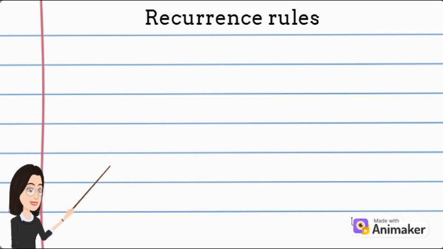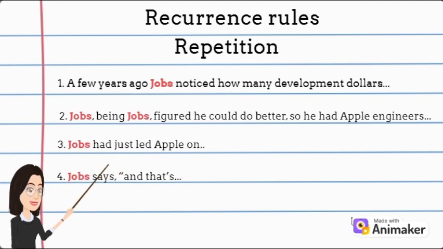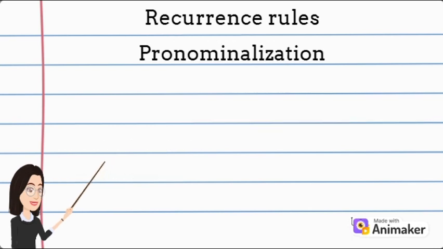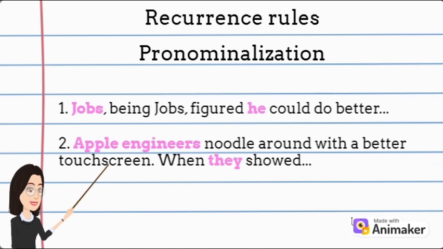Recurrence rules is the presence of elements that give coherence and cohesion to the text. First, we have the presence of repetition, which is the reappearance of an element in different places of the text. We can see this with the appearance of Jobs throughout the text. Then we have the anaphoric procedure of pronominalization, which is the use of a pronoun to refer to an antecedent. We can see this with Jobs being replaced by he and Apple engineers by they.